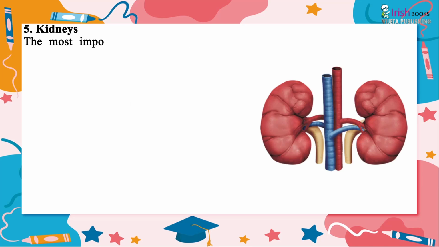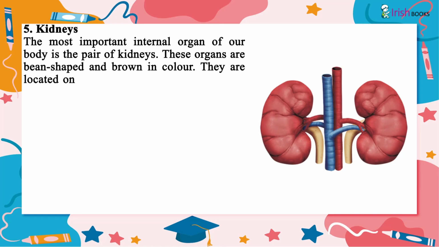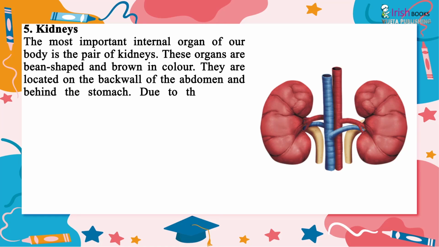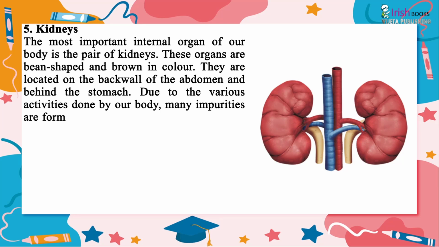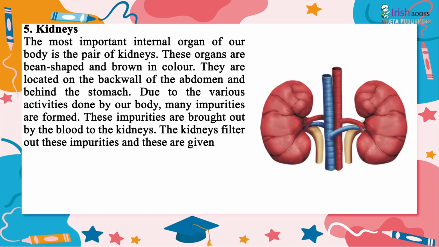Number 5. Kidneys. The most important internal organ of our body is the pair of kidneys. These organs are bean-shaped and brown in color. They are located on the back wall of the abdomen and behind the stomach. Due to the various activities done by our body, many impurities are formed. These impurities are brought out by the blood to the kidneys. The kidneys filter out these impurities, and these are given out in the form of urine through the urethra.